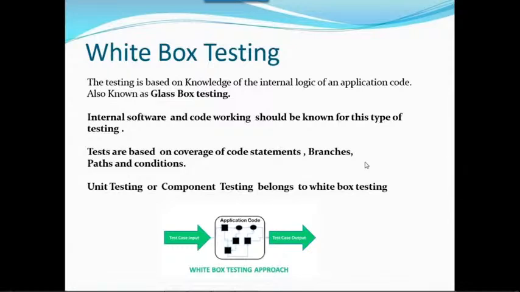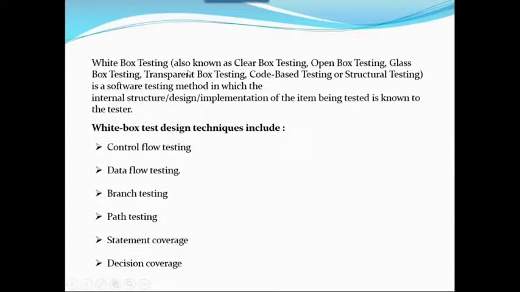There are many names: glass box, transparent box, open box, clear box. I'm calling it a white box. Some people call it a transparent box, some call it an open box, some call it a clear box. But all belong to white box testing only. Don't get confused here. Clear box means I'm able to see the code. Open box, I'm able to see the code. Glass box, I'm able to see the code. Transparent box means I'm able to see the code.